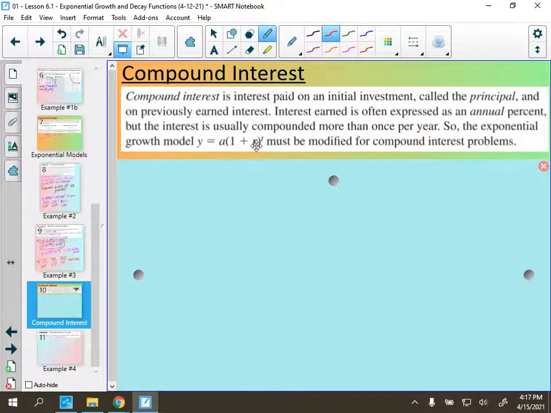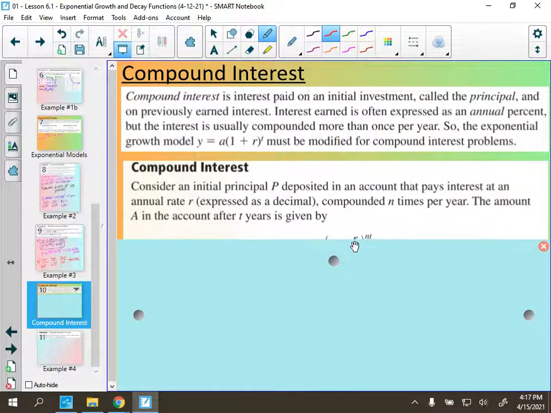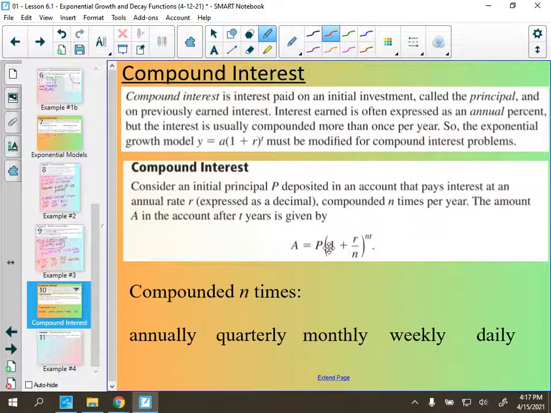We're going to use a growth model for compound interest, but we need to account for that compounding. So we have a compound interest formula, go figure. It looks very similar to our growth one. We've replaced our A, still our initial amount or initial investment, with P for principal in the financial world. A is the amount in the account after T years. T is still years. R is still your interest rate, converted to a decimal. The only real difference is this N.